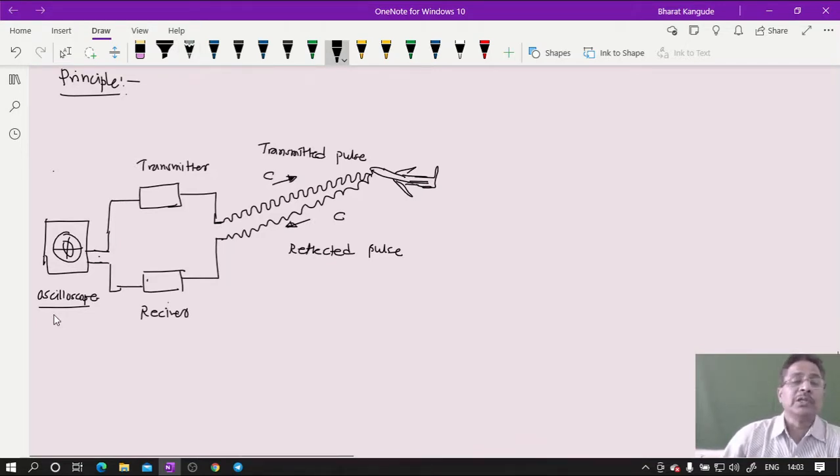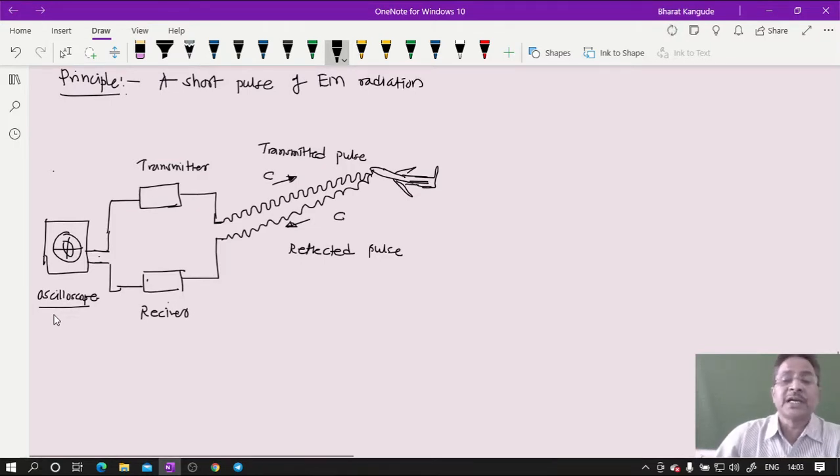A short pulse of EM radiation, electromagnetic radiation, is transmitted from a highly directional antenna.